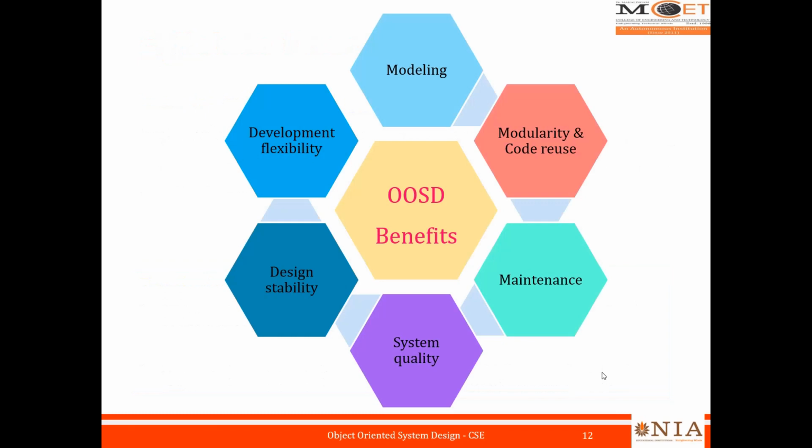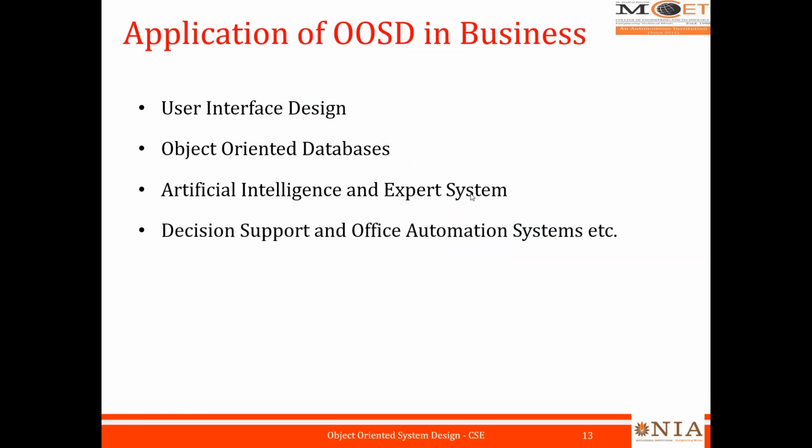The benefits of object-oriented system design are modularity and code reuse, maintenance, system quality, design stability, development flexibility, and modeling. All of these are the benefits of object-oriented system design. The applications of OOSD in business are that it's helpful in user interface design, in maintaining object-oriented databases, as well as in the development of artificial intelligence and expert systems, decision support, and various office automation systems.